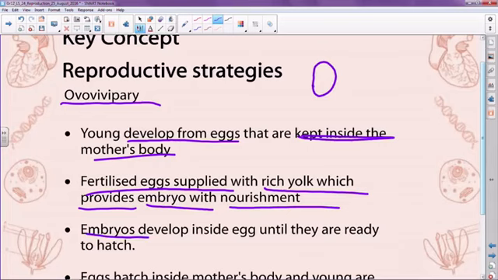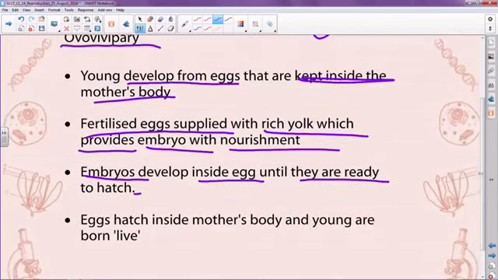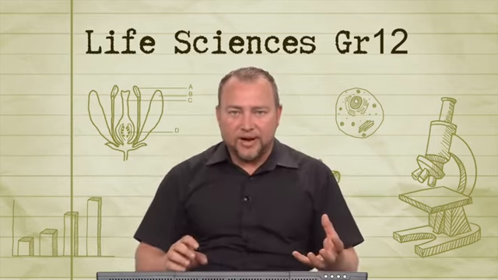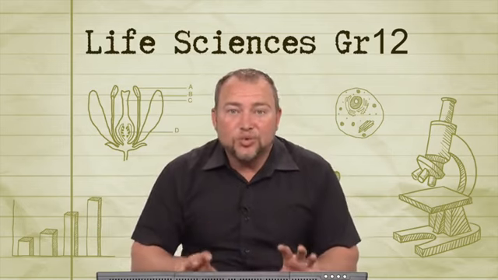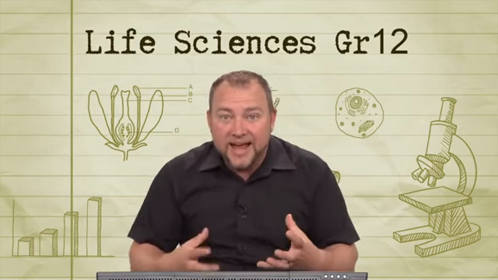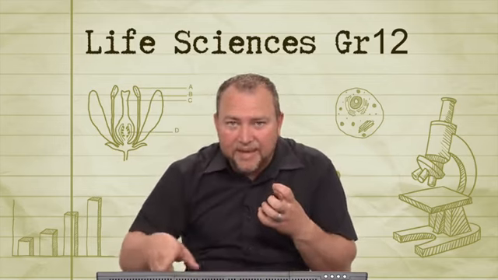Now, there are some cool things about this. This is a nice one. The embryos develop inside the egg until they are ready to hatch. Then they hatch inside, so the eggs hatch inside the mother's body, and the young are born alive. Just think about it: with birds, the eggs normally hatch and you see the eggs lying there and the little chicks running around. The mother had nothing to do with the hatching. When it comes to this, the egg's inside the mother, same thing happens. The egg hatches inside the mother and live young come out. So it looks like it's giving birth to live young.